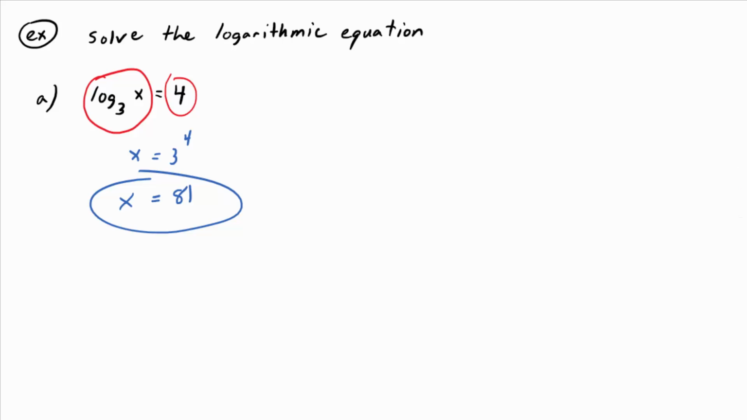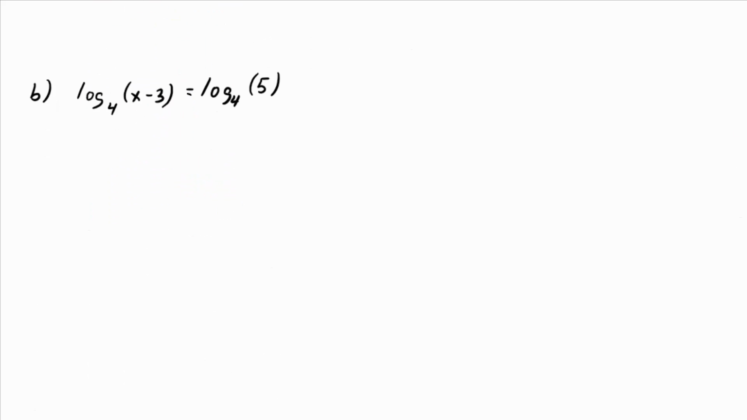But what if you have a log on both sides? I mean, technically, you could think of log base 4 of 5 as a constant because it's just a single output of a log function, right? But we'll think of it as a log function with a particular input. So how do you think things are going to change if you have the same log function on both sides, a single log on both sides?